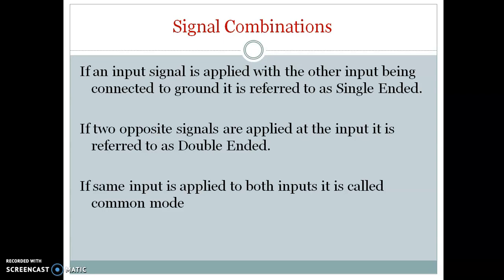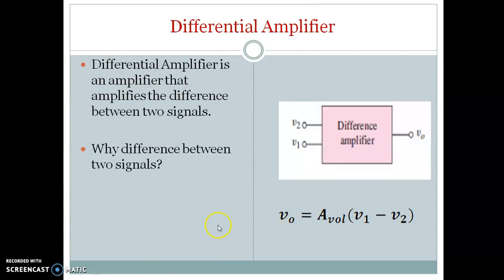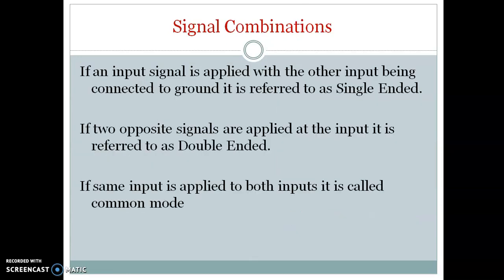If both the input terminals are fed with the same signal, it is called common mode. We know the output equation V0 is equal to A_VOL into V1 minus V2. Now V1 and V2 are one and the same, so we expect the output to be 0. But in some cases, practically, it may not be 0. If it is not 0, it gives us an error in the output which has to be corrected.